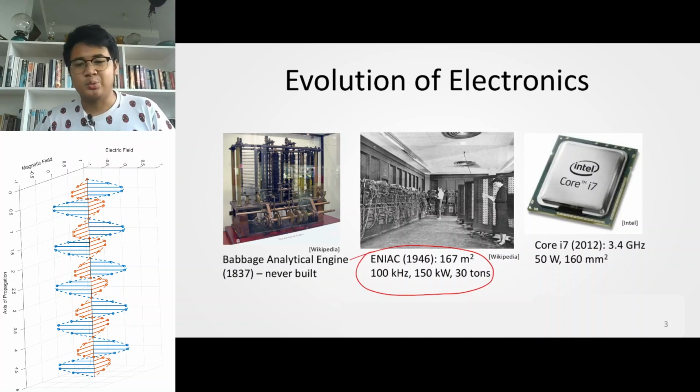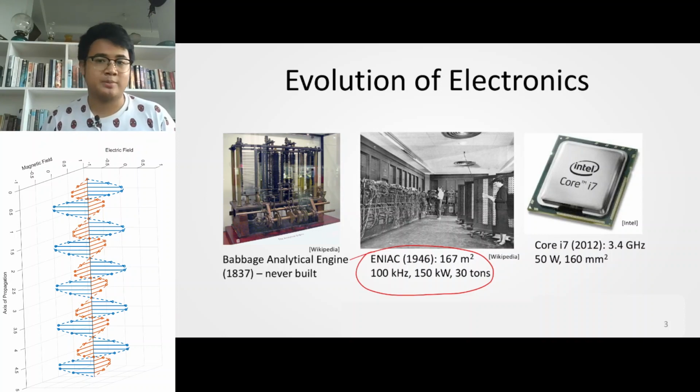Right, fast forward to 2012, a small chip such as the i7, which uses 160 square millimeters of area, basically fits on the palm of your hand, uses 50 watts of power, has more processing capabilities compared to ENIAC. And this is how far we have come. So the development of the Intel Core i7 can be attributed to the rise of transistor circuits. And BJT, or bipolar junction transistors, are the first to be designed and conceptualized.